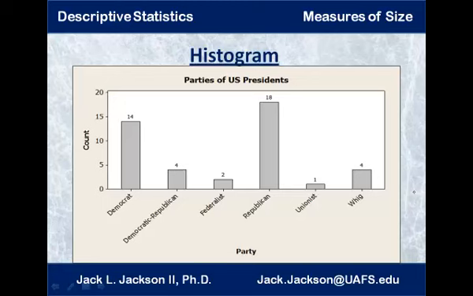Here's a histogram of the parties of the U.S. presidents. This is the same information that was given in the circle graph earlier, and we still get the message that there are more Republicans than anything else. Next would be Democrats, and then the other parties were smaller by comparison.